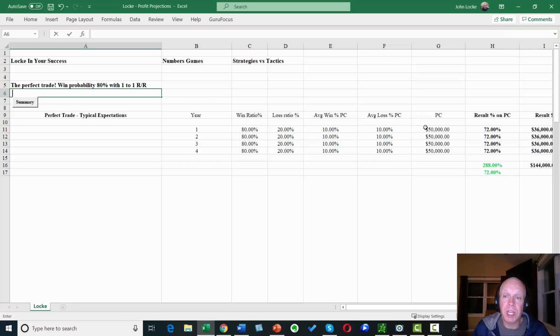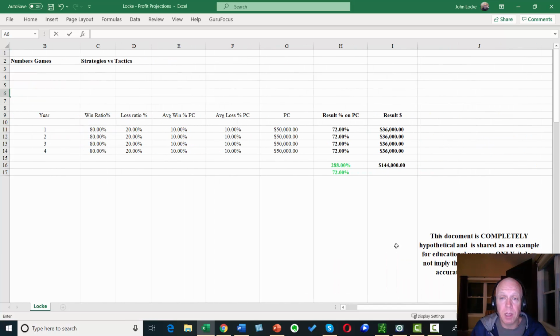And let's say we're trading with a planned capital of $50,000 per trade. If we were to do that in any given year, we would have 10% wins 80% of the time, and then we'd have to take away our losses of 10% 20% of the time. In a given year, that's going to give us a 72% return in a 12-month period, assuming we're doing 12 trades a year. So the result of that, from a cash standpoint, is going to equal $36,000.